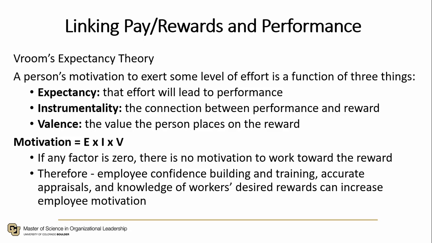Instrumentality, they also need to feel that the connection between their performance will result in the award. The award or reward in a sports team is the score. It's winning the game. The connection between the performance of the individual and the reward expected needs to be evident. Valence, the value the person places on the reward. The reward needs to be important to the person receiving it.